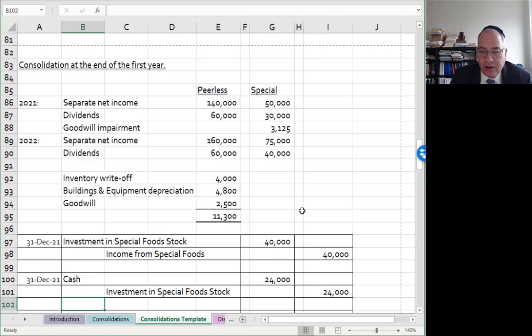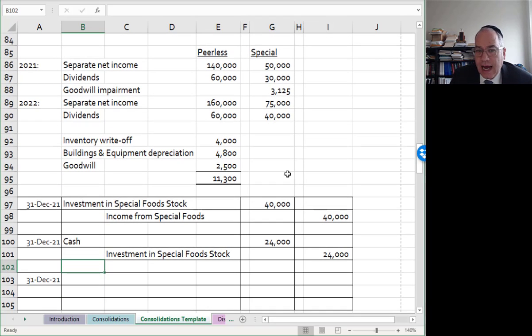And then finally, we have these various write-ups and write-downs. The inventory has been written off, and that is a $5,000 write-up, of which we get 80%. The buildings and equipment need to be depreciated. Remember the buildings and equipment were written up, and we can't just forget about that. Under the equity method, if you write up the buildings and equipment, then you need to record the additional depreciation on the write-up. There's a $60,000 write-up on the buildings and equipment, depreciated over 10 years. That'd be $6,000 a year depreciation, times 80% gives you $4,800.